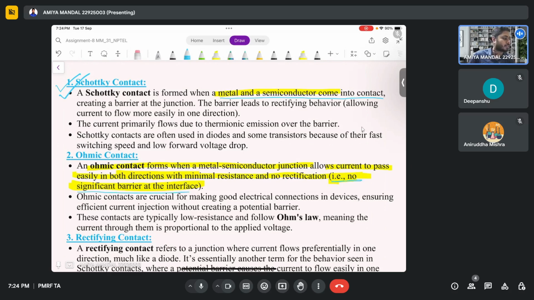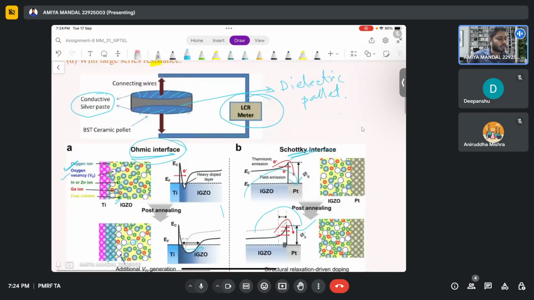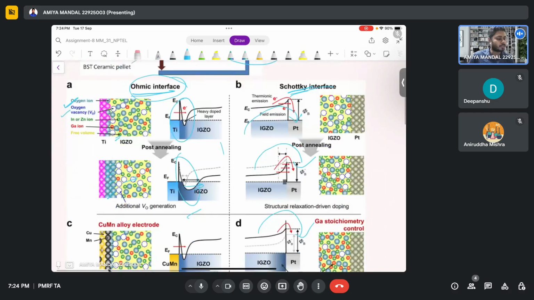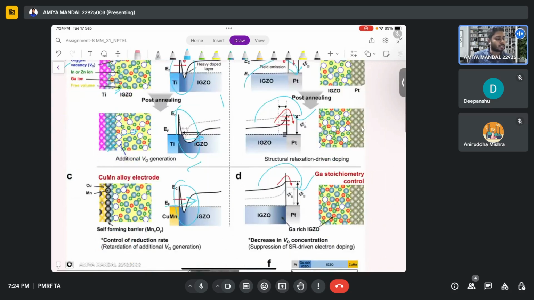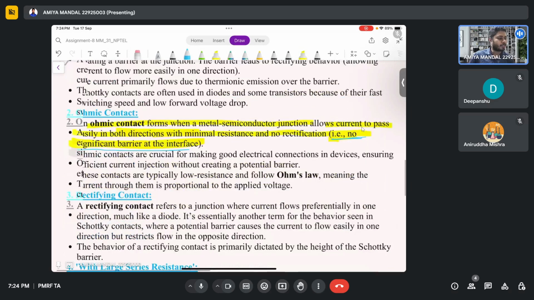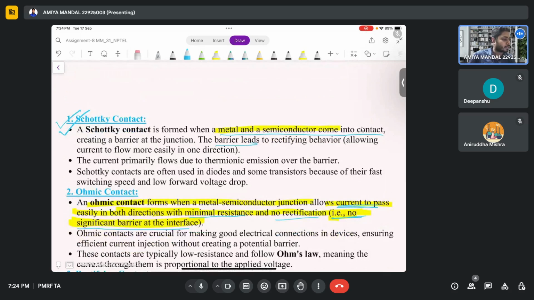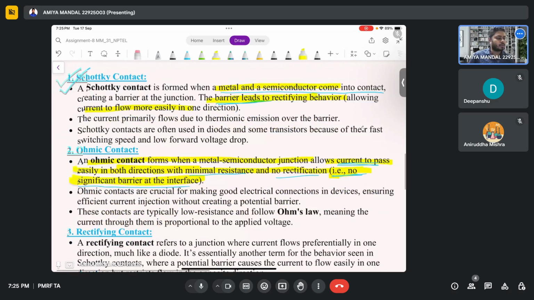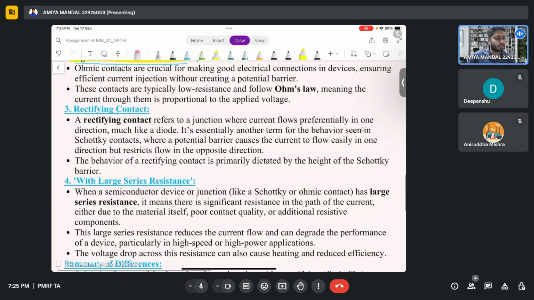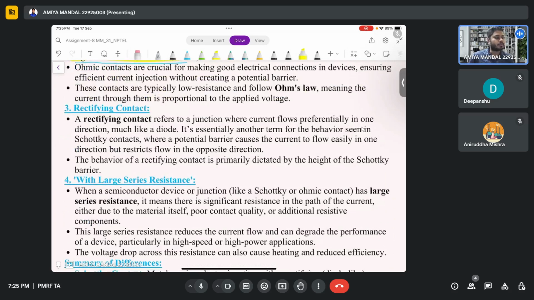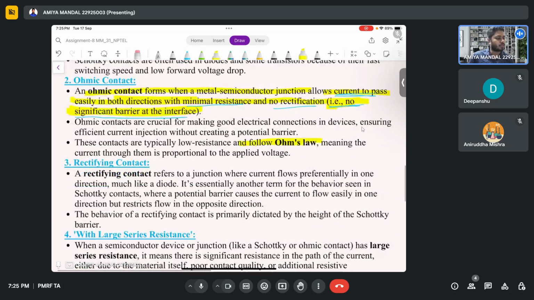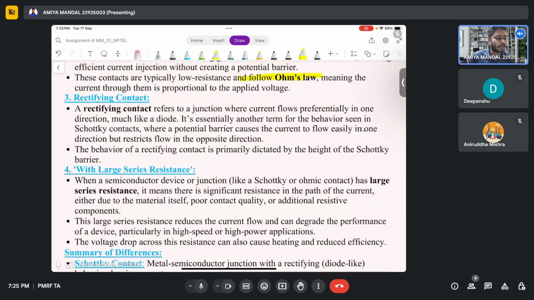So here no significant barrier is present. You can see no significant barrier is present, so they can easily transmit. Minimal resistance is also there, and no rectification is there, so current passes at the ohmic contact. But here the barrier is present at the Schottky contact. There is a barrier that leads to rectifying behavior, allowing current to flow easily in one direction. So that's the main difference, the barrier, and ohmic contact mainly follows Ohm's law. That's why the term ohmic has been introduced.